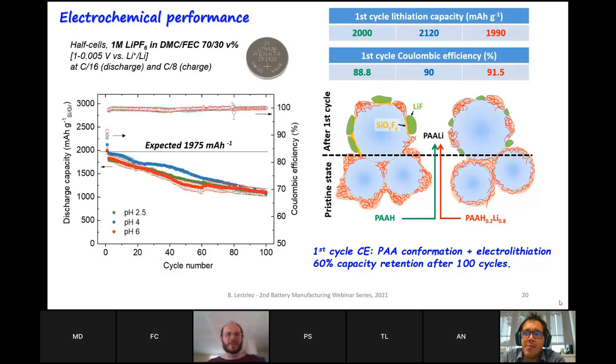Next. So now if we look at the cyclability, you can see the blue curve. It shows up to 50 cycles, approximately, a better capacity retention compared to the two others. But after 100 cycles, all electrodes are showing the same capacity retention, about 60%, which is not bad.